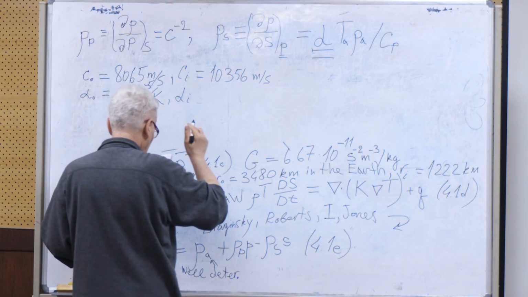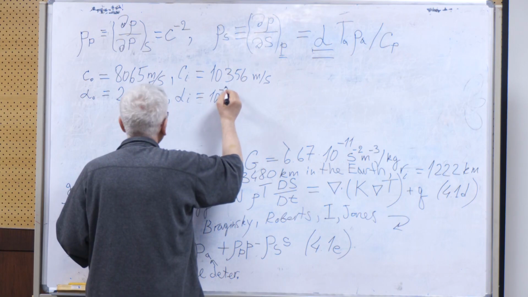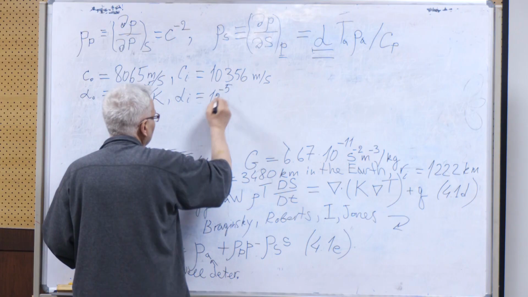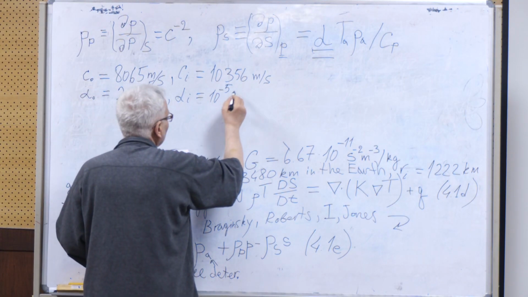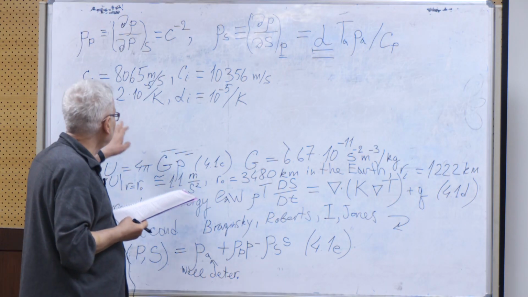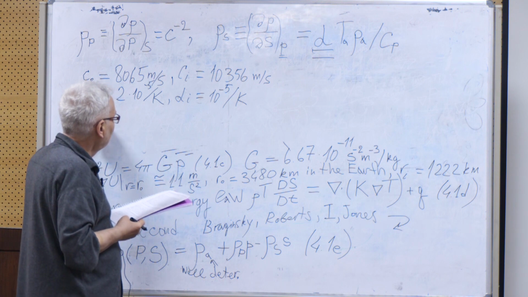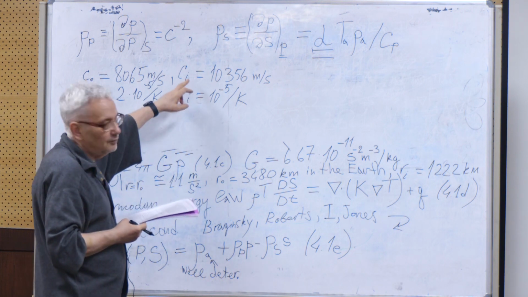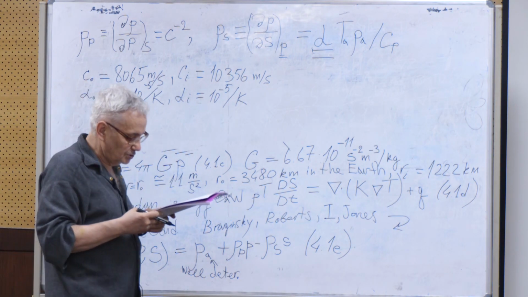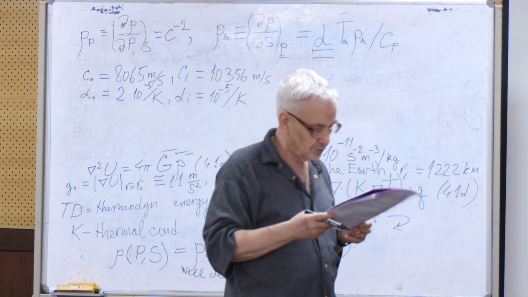Alpha E is a bit smaller, about 10 to minus 5, the same 10 to minus 5 as there, but without the 2, again per Kelvin. Of course, you see that the accuracy of this estimation of the expansion coefficient is much less than when we estimate the speed of sound. So there are other authors who quoted slightly different values.